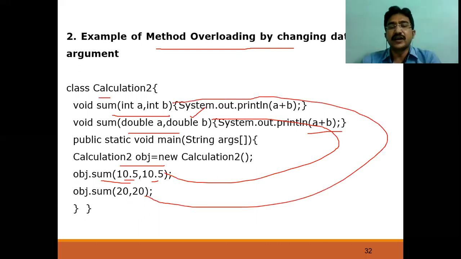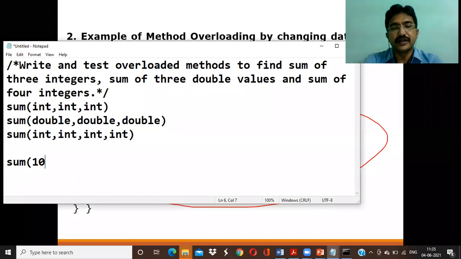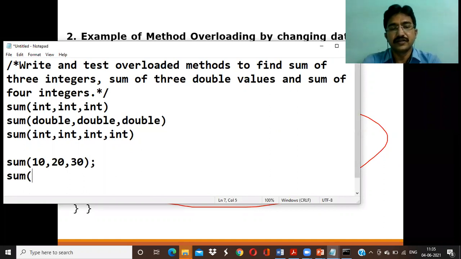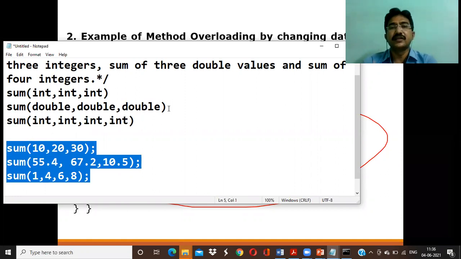So like this, how can we access? How can you do it here? You can make sure it is the sum of 10, 20, 30. And another: if you take sum of 53.4, 67.2, 3 double values, right? 100, or else 10.5, simple. Again 4 digits, you can consider 1, 5, 4, 6, 8. These are the 3 we can access, and we can call them.